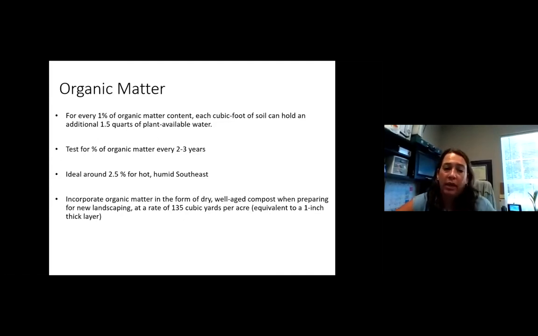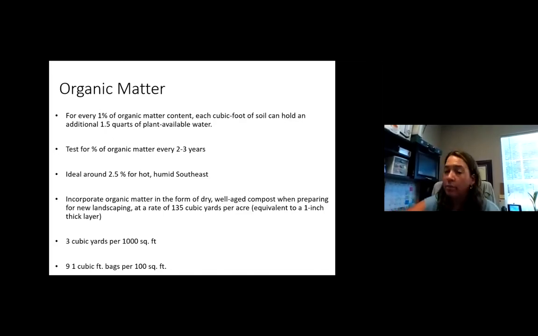You want to incorporate it in the form of dry, well-aged compost when you're adding to a new landscape bed. It's 135 cubic yards per acre to get a 1-inch thick layer, which is basically 3 cubic yards per 1,000 square feet, or nine 1-cubic-foot bags per 100 square feet. So if you're going to be putting in a new landscape bed that you're planning on adding this fall or this early spring, go ahead and add that organic matter. And it can be mushroom compost, it can be your own compost, it can be bulk compost.